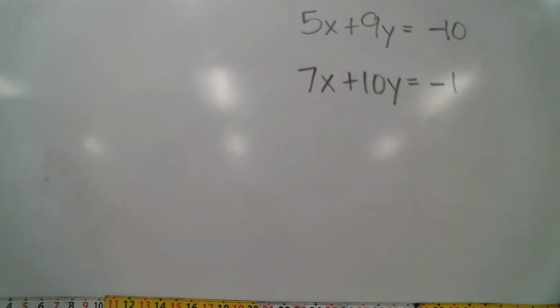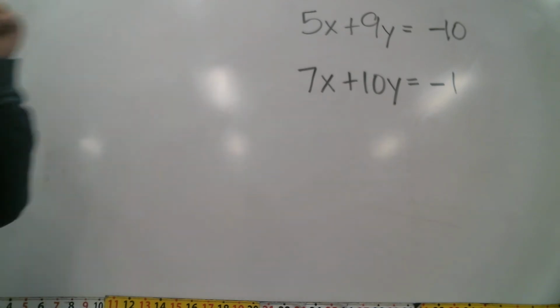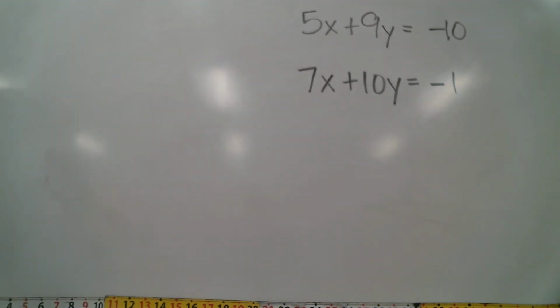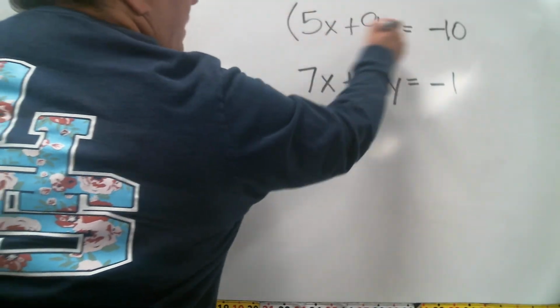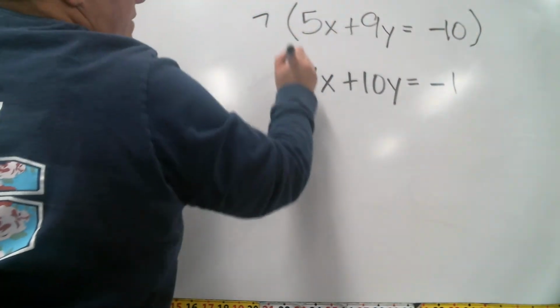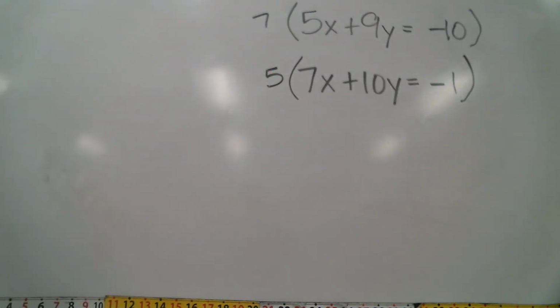And remember, I'm trying to make something be able to cancel out, make something able to eliminate. And I'm just going to look at my x's since they're in front, and I see a 5 and a 7. Well, I know I could make that 35 and get it to cancel out. So if I'm going for 35 on the x's, I know I'm going to have to multiply this times 7, and I'm going to have to multiply this times 5.